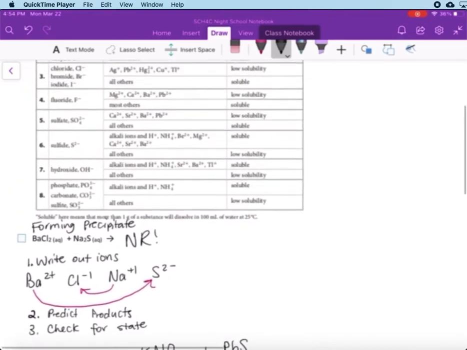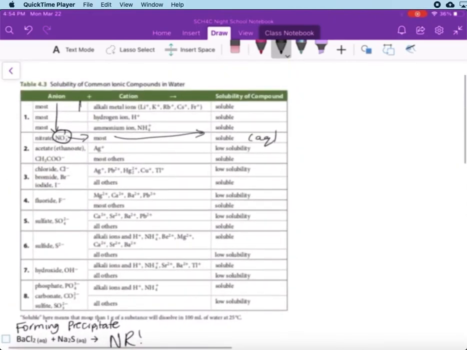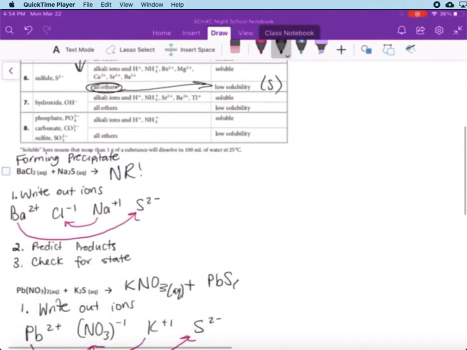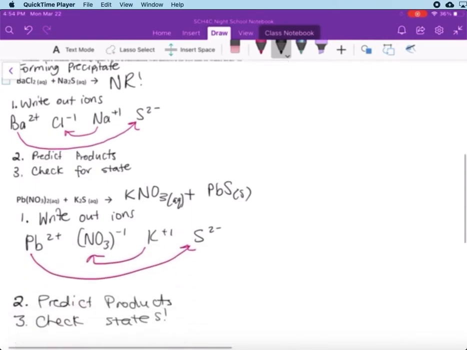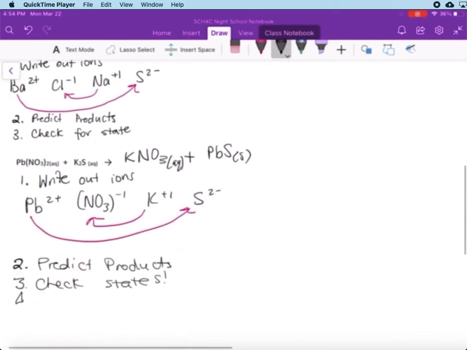Next, we have lead sulfide. We're going to go down to sulfide, check our list. It's not on our list, so we circle all others and we go across, low solubility. This means that it does not dissolve in water and it's our precipitate. So we know that this reaction will happen and we need to balance it now that it will happen.